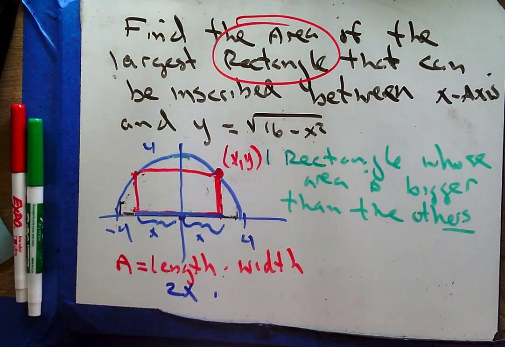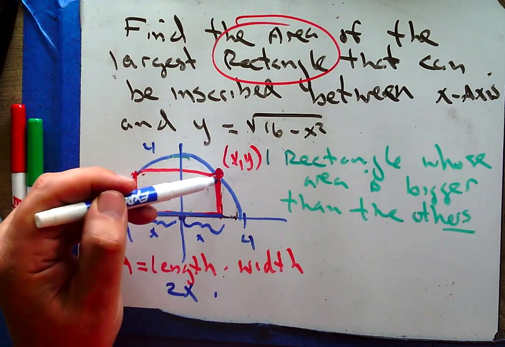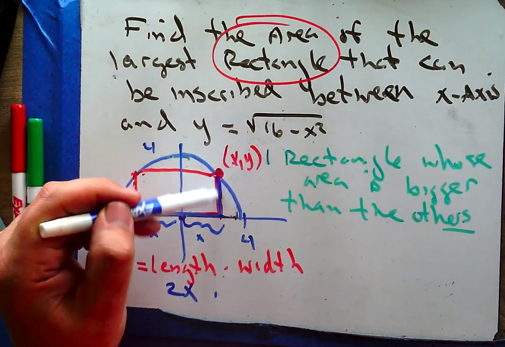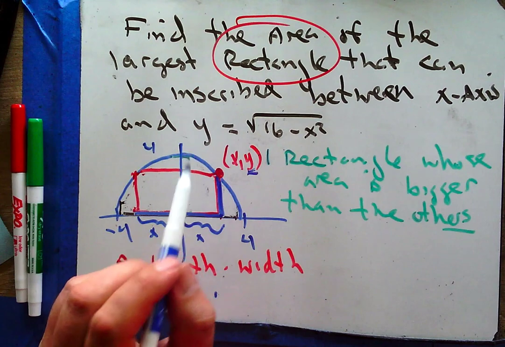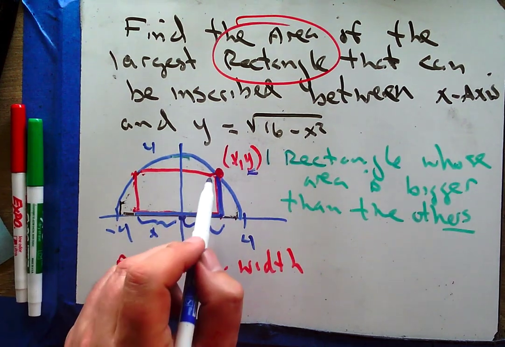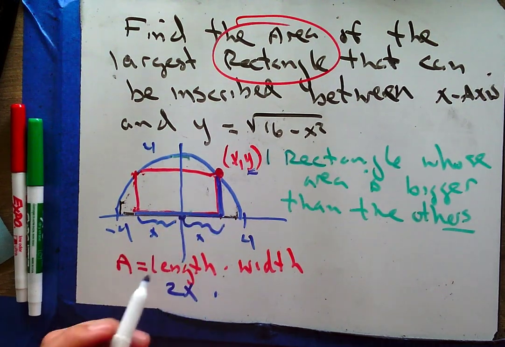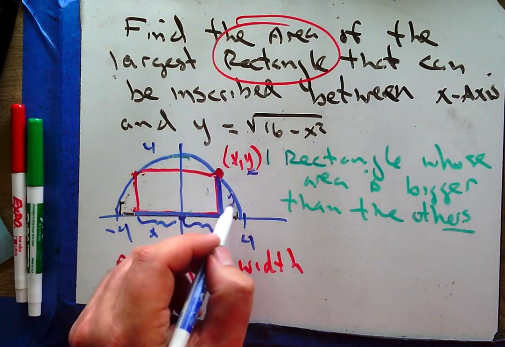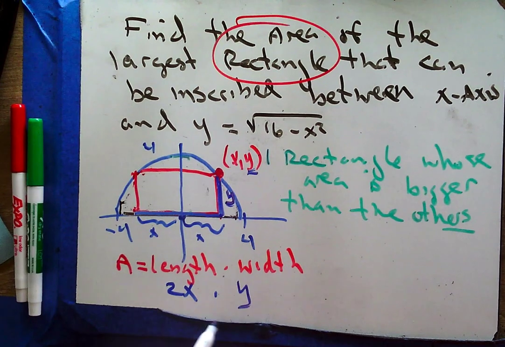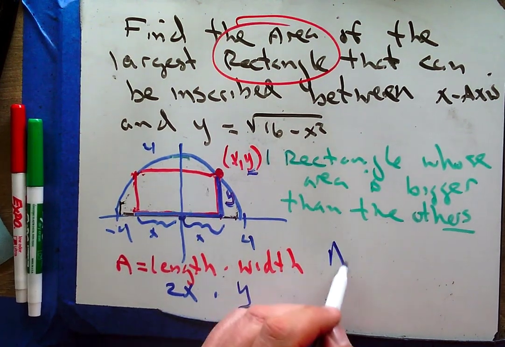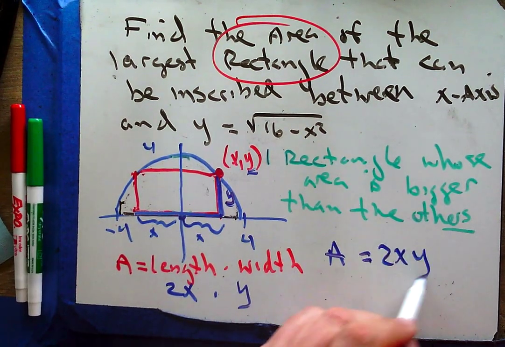Now what about the width of this rectangle? Well, the width is this distance, and we know this distance is the y value of that ordered pair. This is the x value of the ordered pair. This is the y value of the ordered pair. So the width of our rectangle is y. Now I'm looking at area equals 2xy.